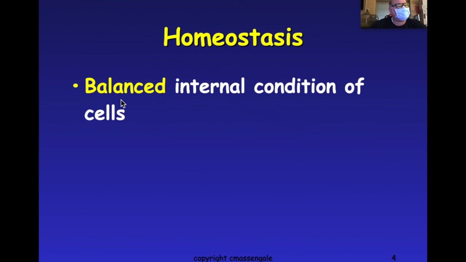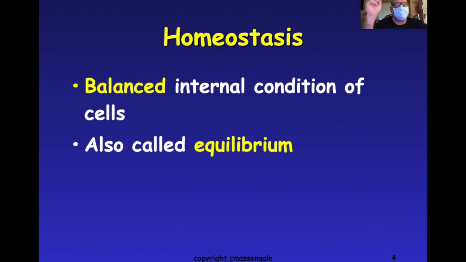We don't want to mix the main dish. Maybe let's say it's lasagna. You don't want to pour cake batter into your lasagna. Basically, each individual cell needs to maintain a certain set of conditions, just like in the kitchen. That's a little bit of an analogy for how this works. This is also called equilibrium. We want to keep the cell in a state where it's able to do its job.